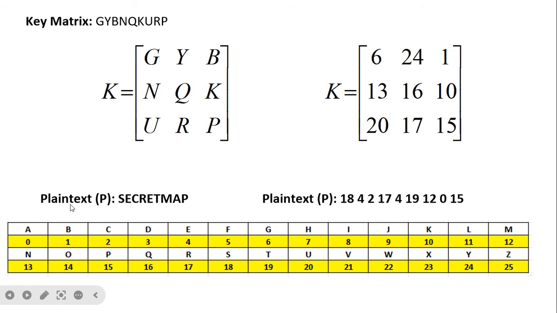Now our plain text is secret map. It is again converted to numbers from 0 to 25 according to A to Z respectively. So for S it is 18. In this way the alphabet is converted to numbers. So this is our first step.